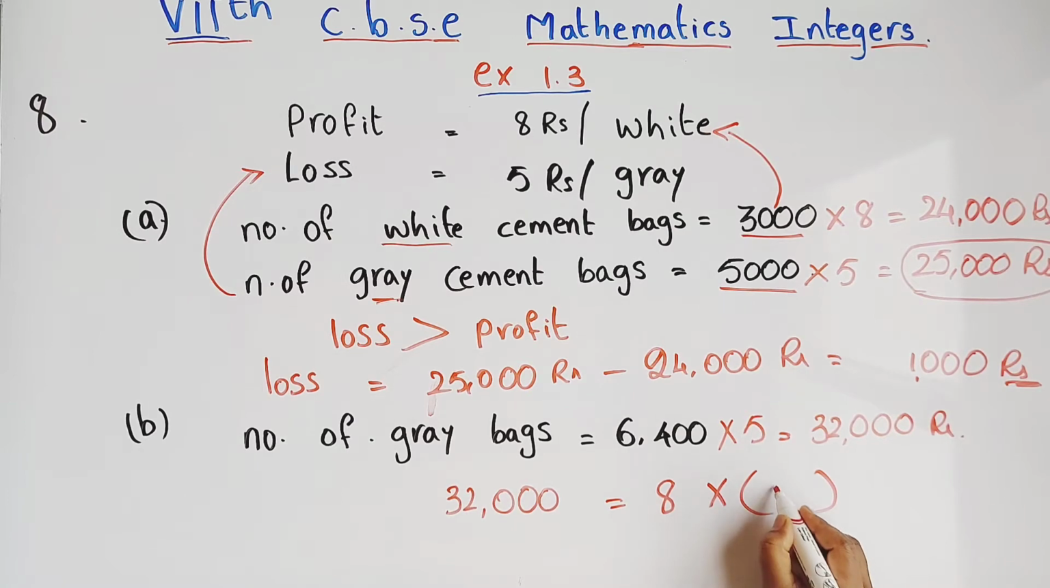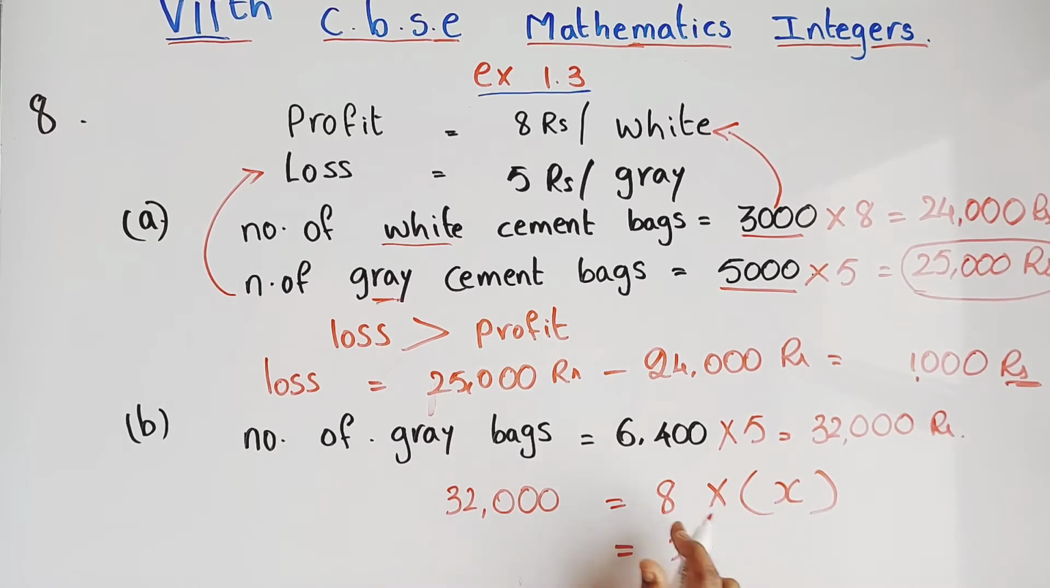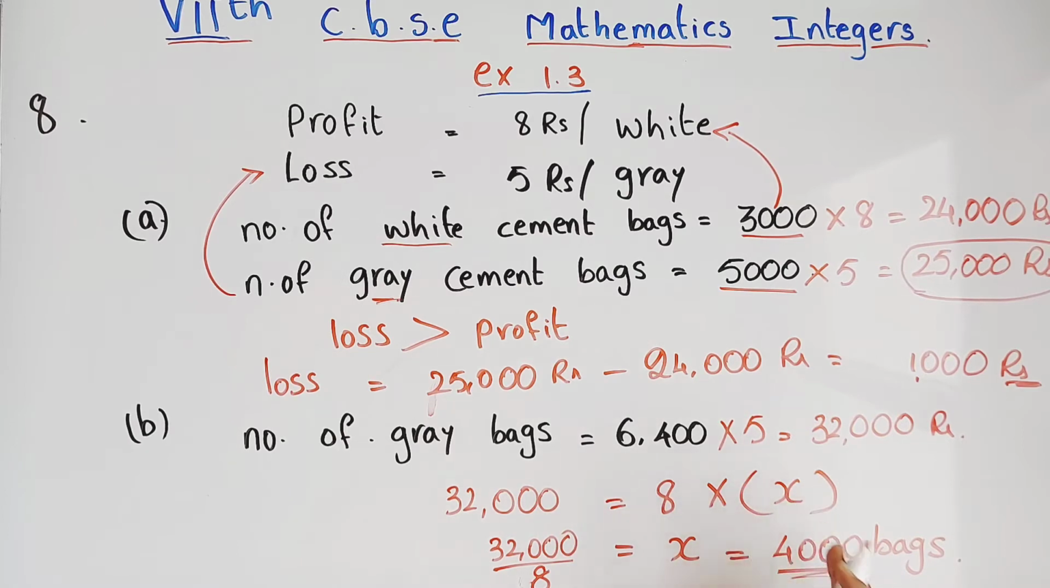Let the value be x. So x equal to, 8 here multiplying, if it is going that side, 2000 divided by 8. So, x value is 4,000 bags. He must sell 4,000 bags of white cement, then only he will get neither profit nor loss. Okay, children?